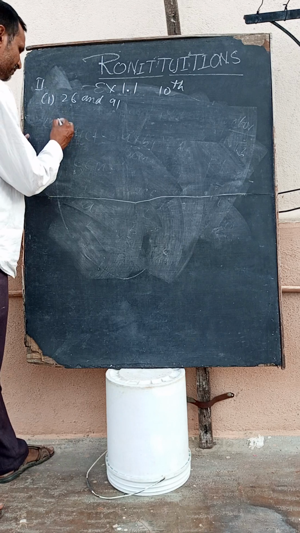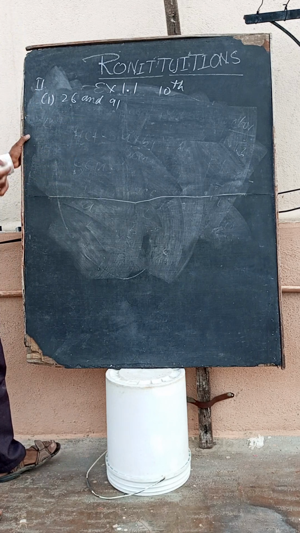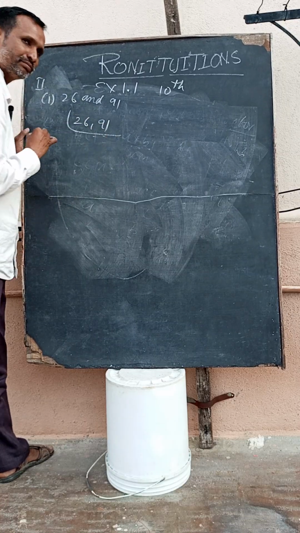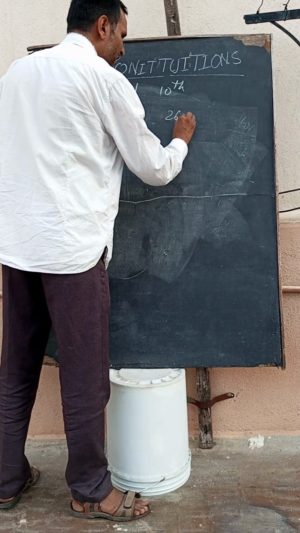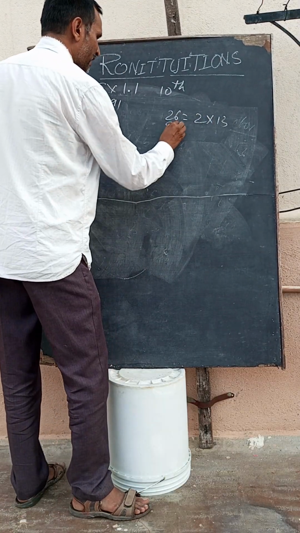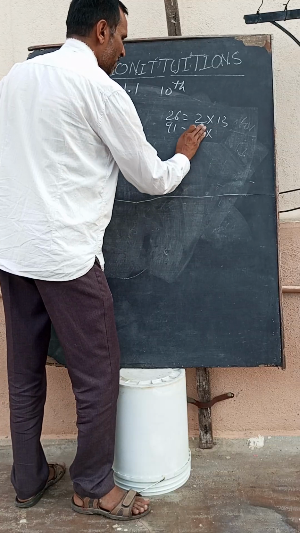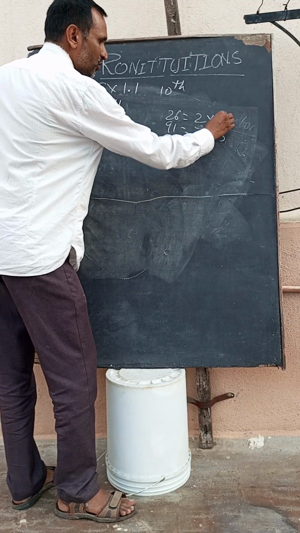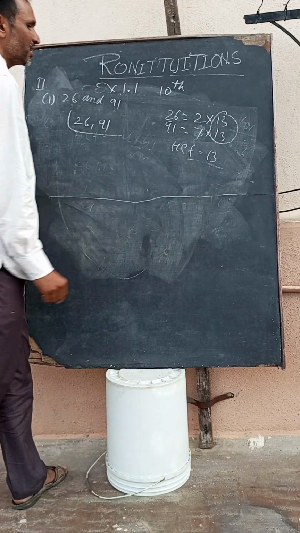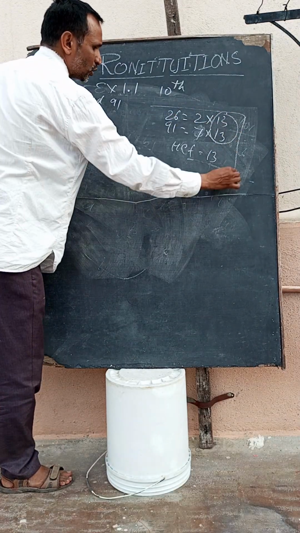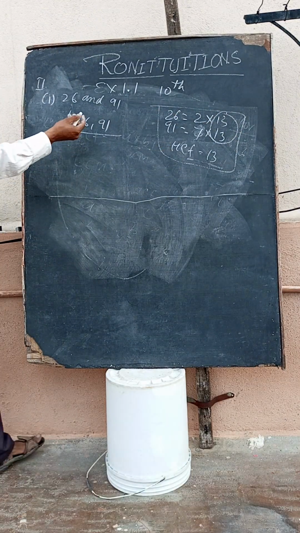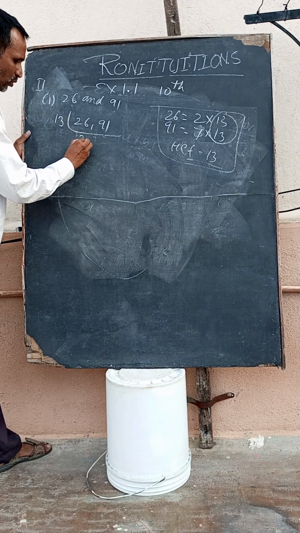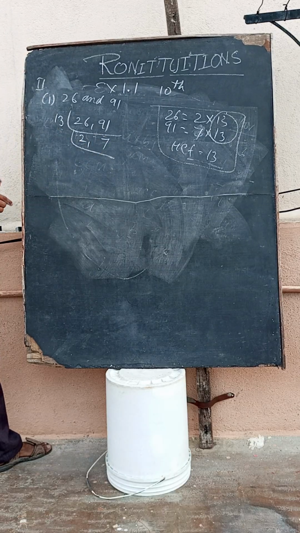So first we find the HCF by the prime factorization method. 26 I can write as 2 into 13, and 91 I can write as 7 into 13. So the HCF will be what is common in both. 13 is the common factor. So HCF is 13. This is one method to find it. I hope in previous classes you read it like this. So here 13 times 2, 13 times 7. Now this is the HCF.